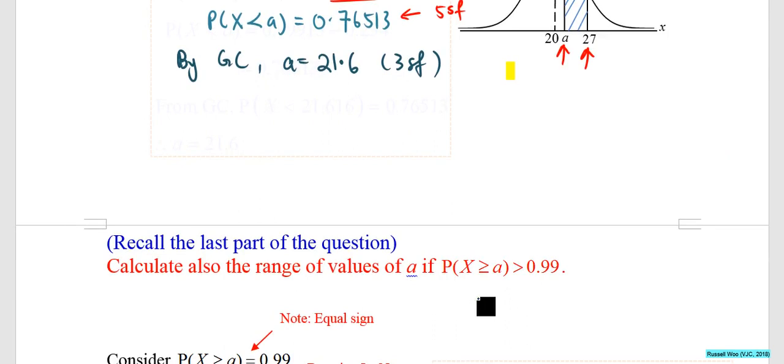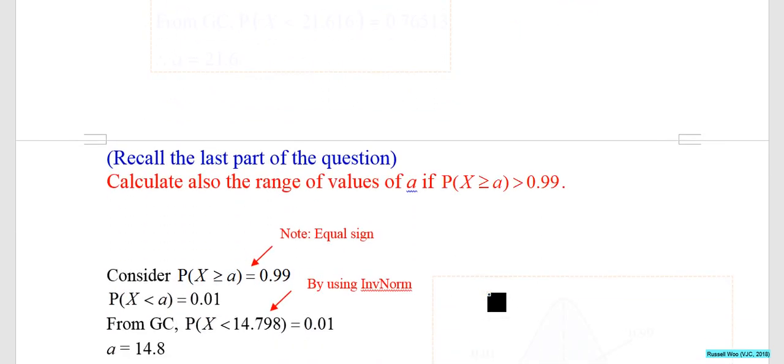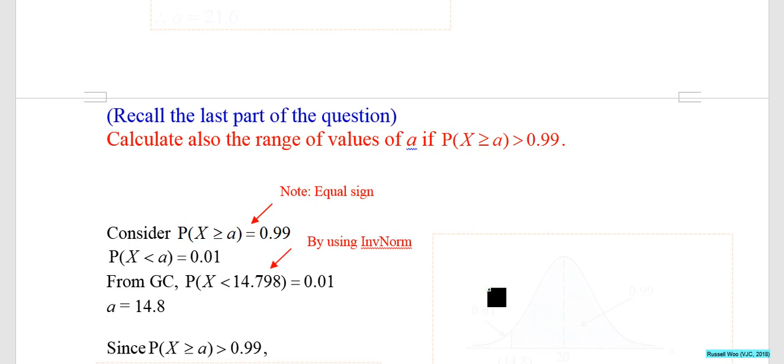Recall the last part of the problem, don't need to copy. Now, you want the range of values of A. Let's take note here. Pay attention. This is not an equal sign. Now there's the double inequality here. You need the range of values of A for which probability X greater or equal to A is greater than 0.9. Wow. Some of us may find it a bit difficult. Never mind, it's okay. Let's solve it like that.